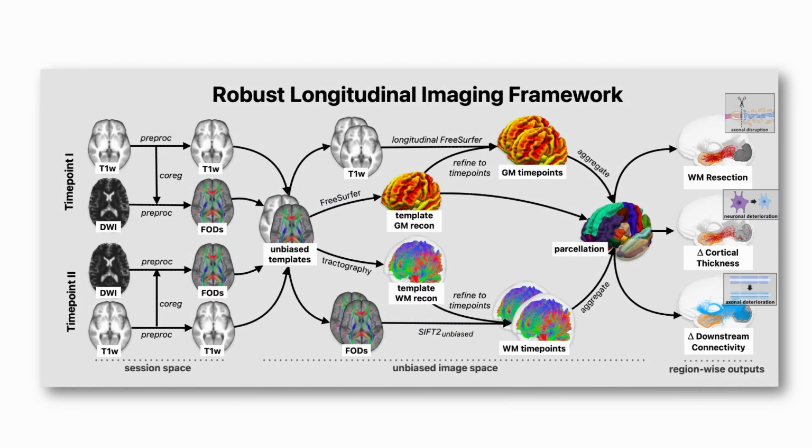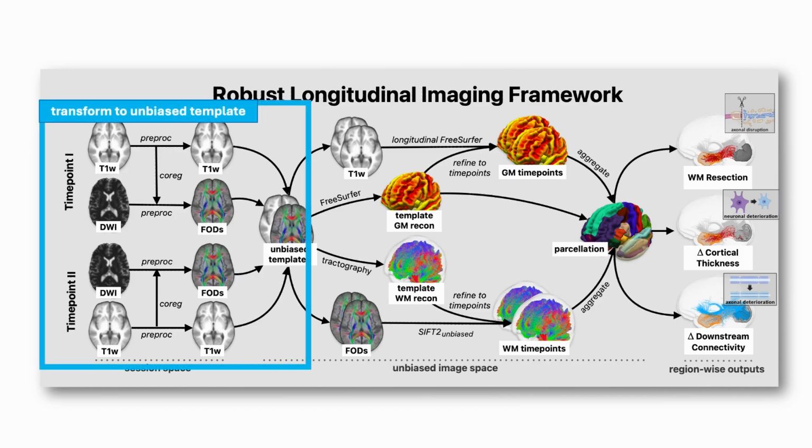To do this reliably, we developed a tailored longitudinal imaging framework that combines robust methods for structural and diffusion MRI reconstruction. We start by building unbiased within-subject templates, to which we then transform all pre- and postoperative images of a given subject. For T1-weighted images, we use the longitudinal FreeSurfer pipeline, which improves the accuracy of cortical thickness estimates by leveraging shared information between time points. Essentially, it reconstructs cortical anatomy only once from the unbiased template and then refines the estimate on session-specific data.